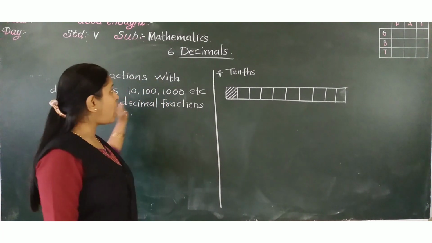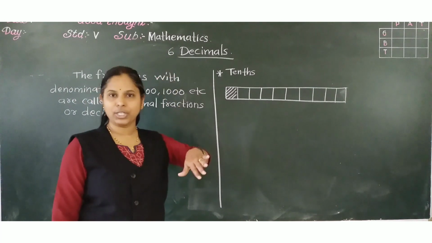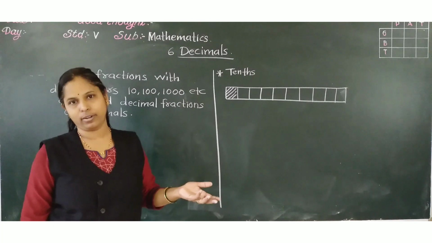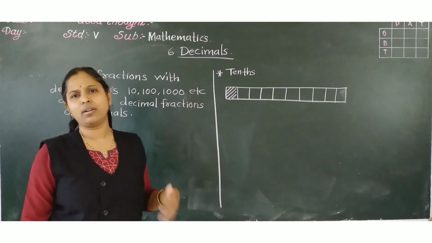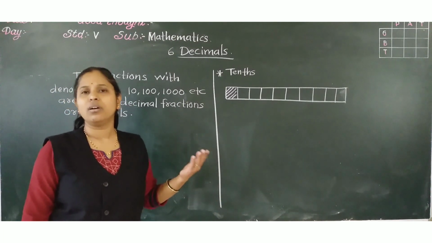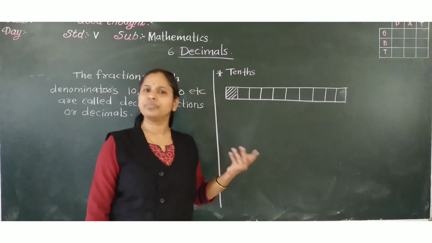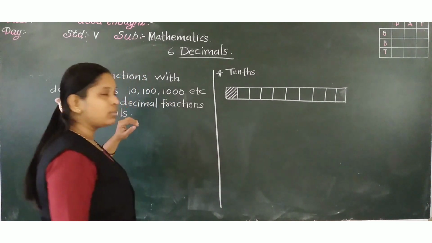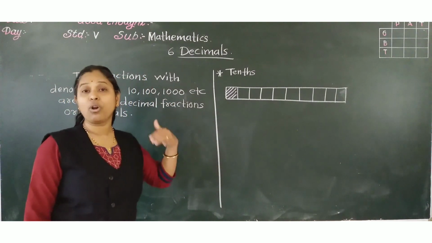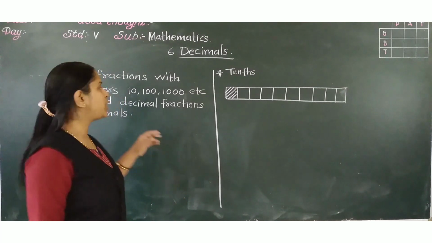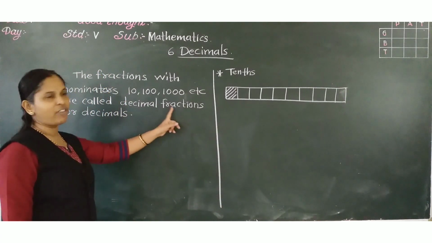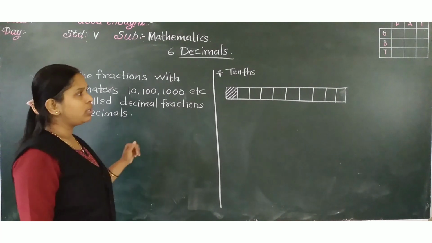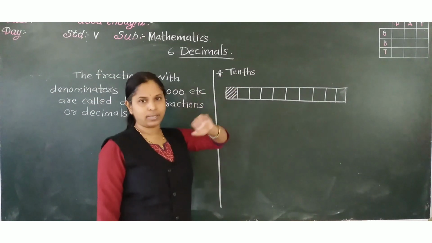See, decimals are related to fractions. The fractions whose denominator is 10 or multiples of 10. Multiples of 10 are 10, 100, 1000, 10,000, 10 lakh, then crore, 10 crore, and so on. If such numbers are at the denominator of any fraction, then that fraction is called a decimal fraction or decimals. Okay. Now, the next concept is tenths.